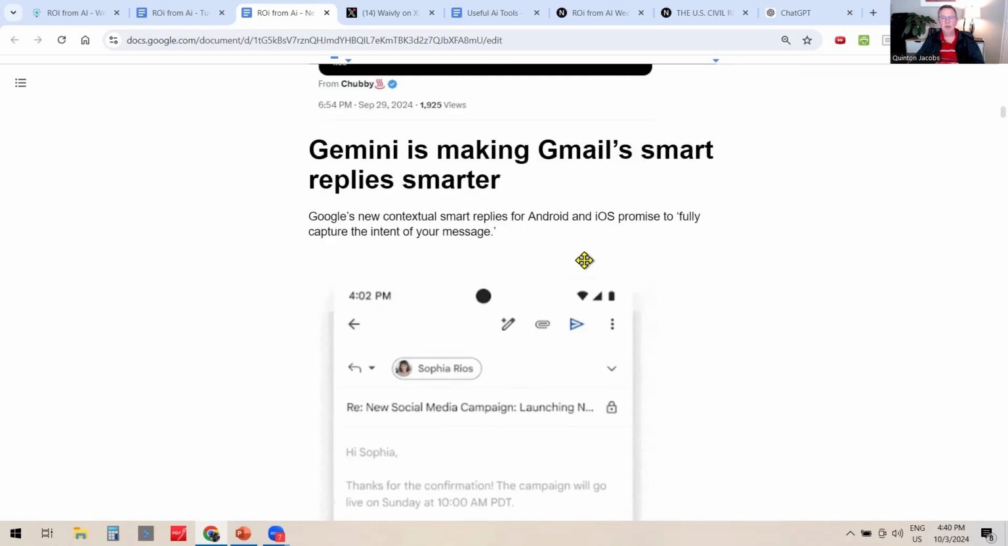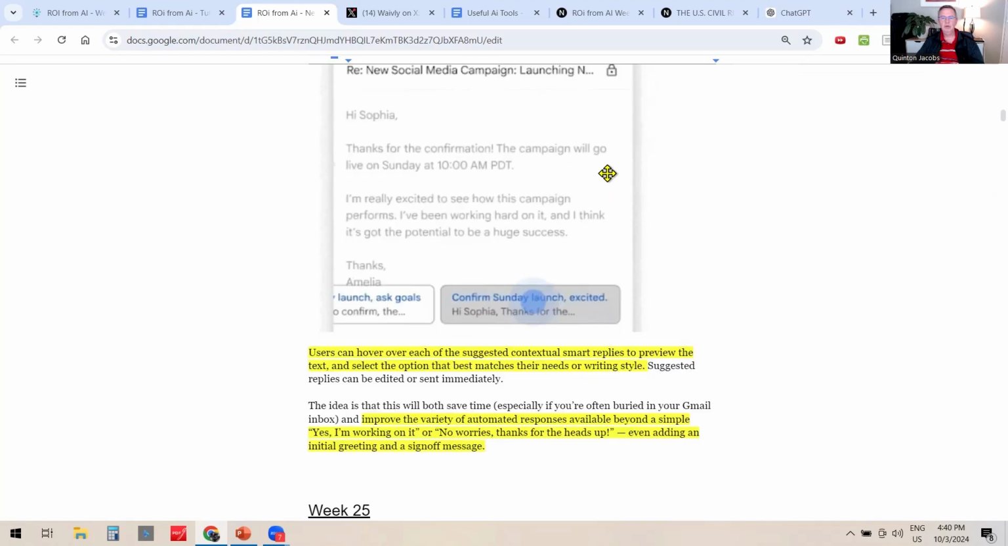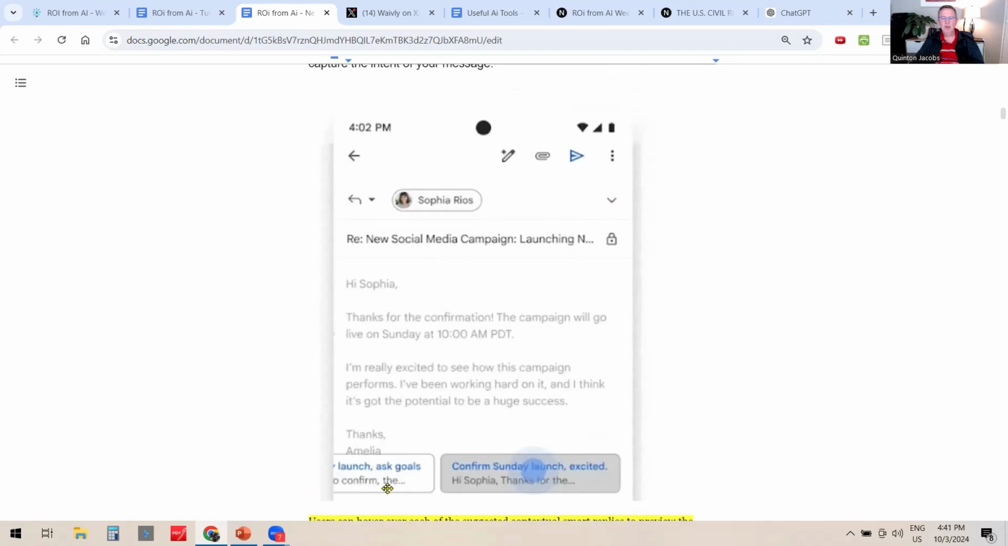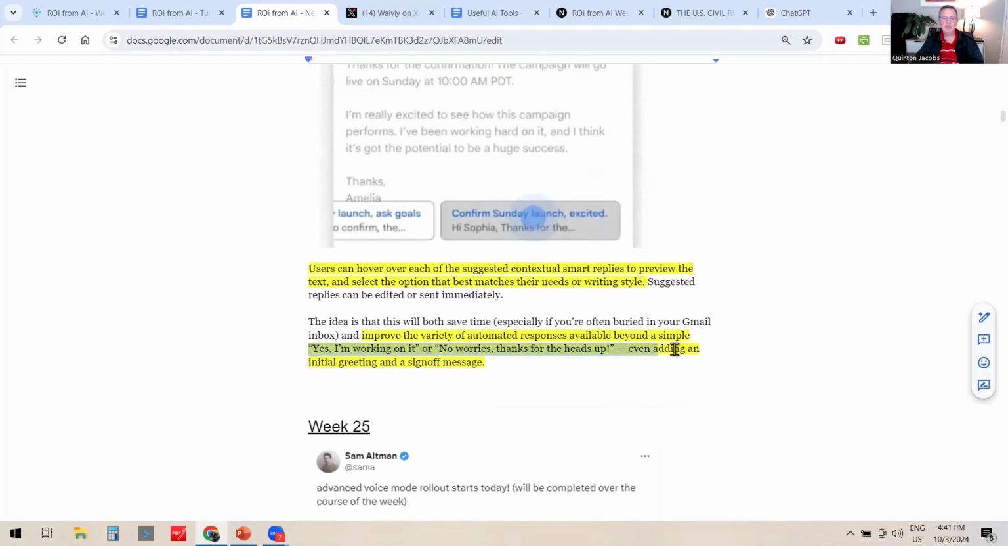Gemini is becoming more pervasive in Google's products. It's making Gmail smarter with its replies. Now it will look something like this, where they give you the suggestions at the bottom. The difference is, in the past, it only said some. I don't know if you guys have seen in Gmail, if you get an email, there's a quick reply. I think LinkedIn also does that, where it just says, okay, yes, I'm working on it, or no worries, or thanks for the heads up, just sort of snippets.